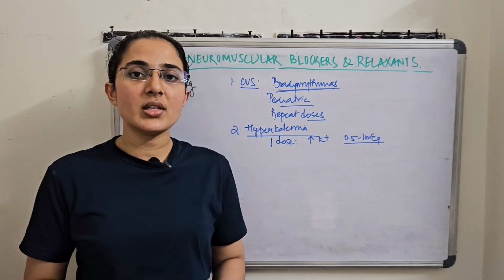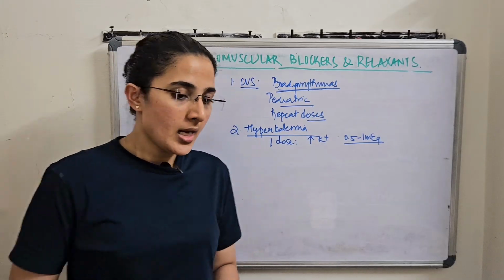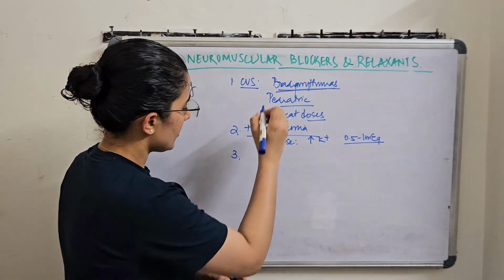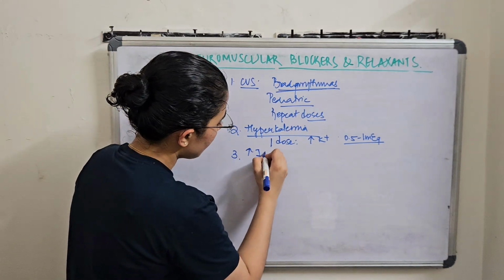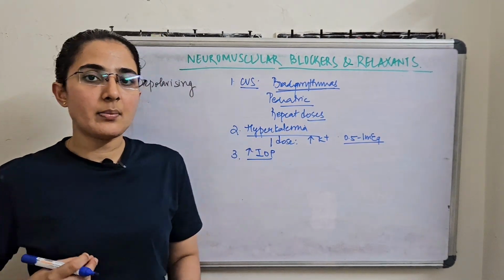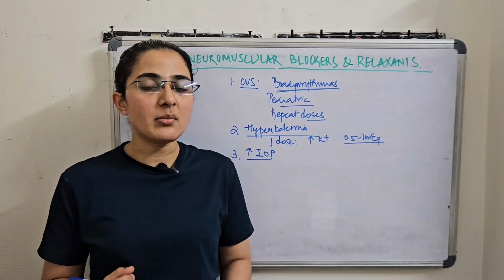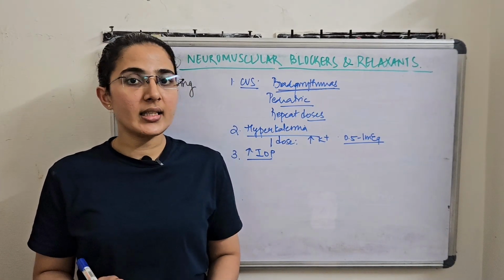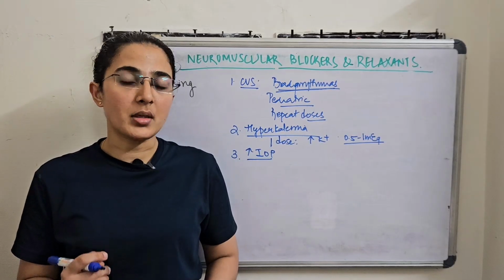So these are the ways we will treat hyperkalemia. Next, another complication of succinylcholine is increase in intraocular pressure. So what is a normal intraocular pressure? It will range from 10 to 15 millimeter mercury. A single dose of succinylcholine will increase the pressure by 5 to 6 mm mercury.